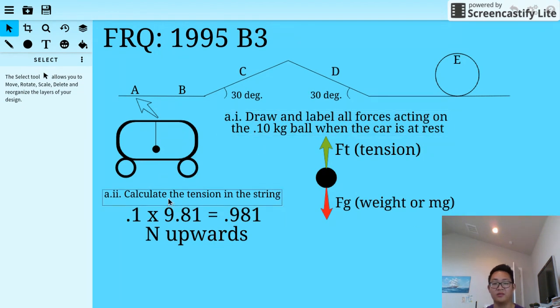Knowing that, we go into part two, which says to calculate the tension. Tension, use the 0.1 times 9.81. That's mass times gravity. And that gives us the weight, which is 0.981 newtons upwards. And since tension and weight are the exact same magnitude, that's how we calculate it. It's just in a different direction.